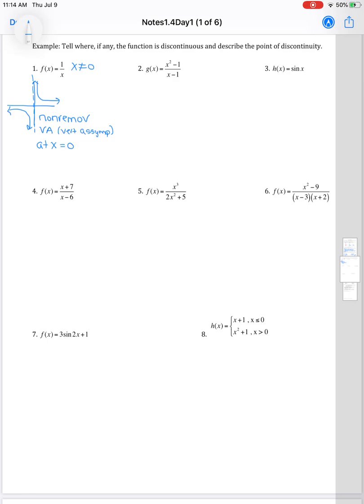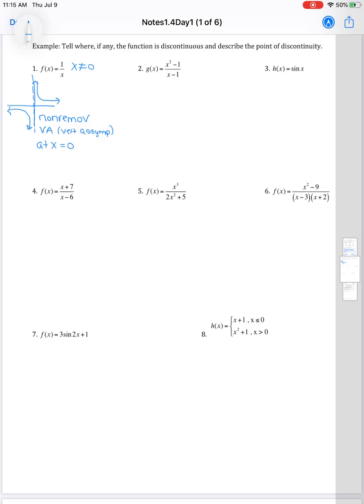So there are 3 parts to these questions. Non-removable, removable, what kind, jump, hole, or vertical asymptote, and where it is occurring. And those 3 things are going to be checked when you have to identify this stuff. So just make sure, if it is discontinuous, that you are including all 3 of those items. All right, number 2.